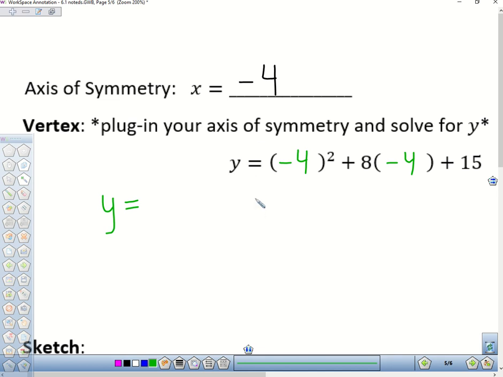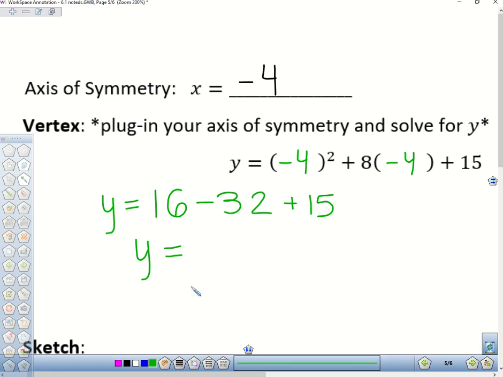So what is negative 4 times negative 4? Positive 16. What's 8 times negative 4? Negative 32. And then we just bring down the 15 at the end, right? And then when it comes to just subtraction and addition, they're equal operations, so we just go from left to right. So if you're not sure, you can always use a calculator here.